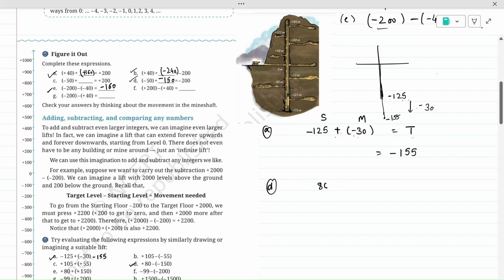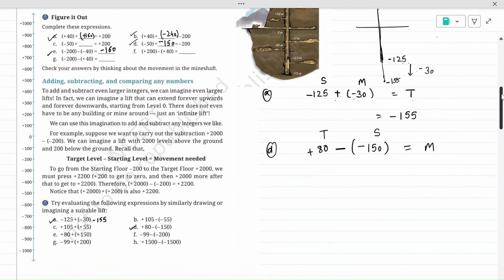Now let me take question number D. This is plus 80 and then minus of 150. So kids, we have minus here in between this. So that means 80 is my target. Okay. This is minus 150 starting point, and we have to find the movement in this case, right? So how are we going to do this? Let us do it here.